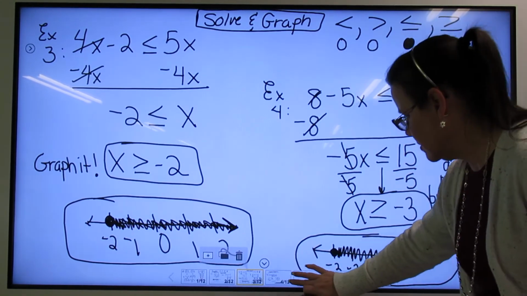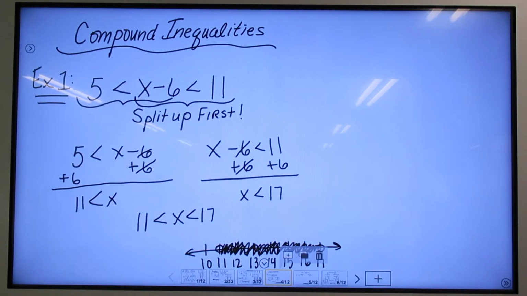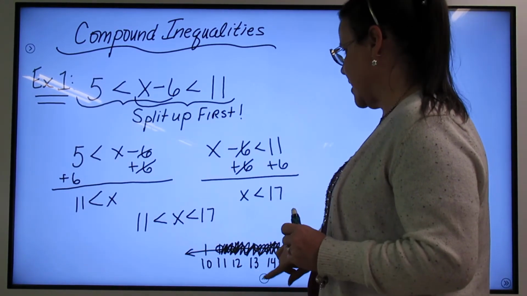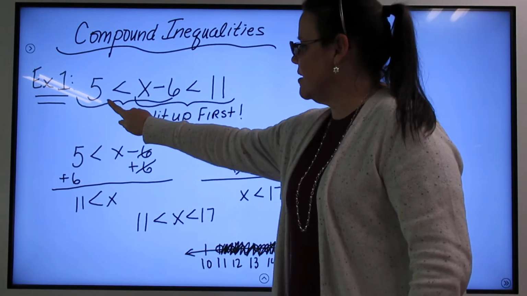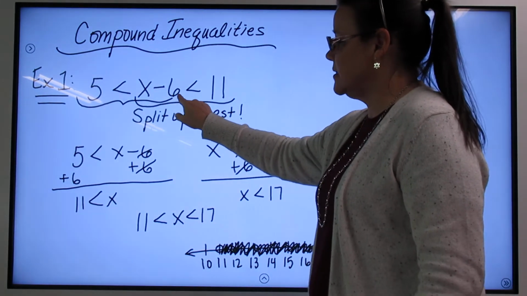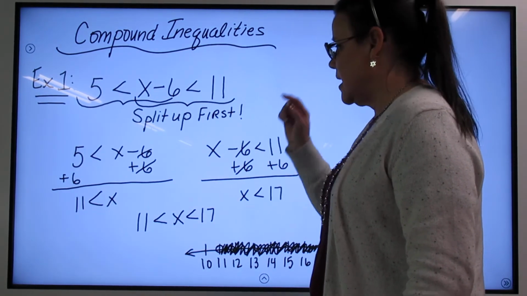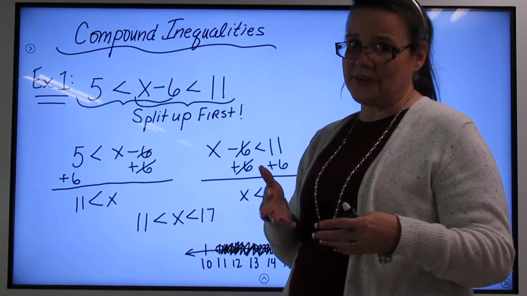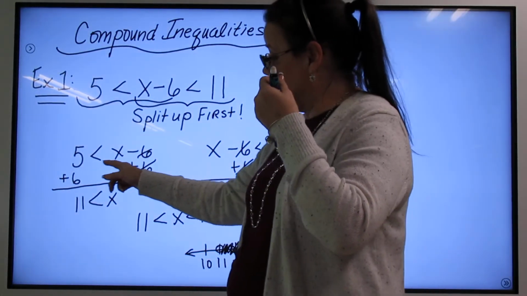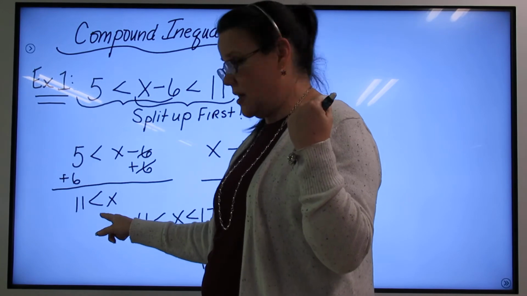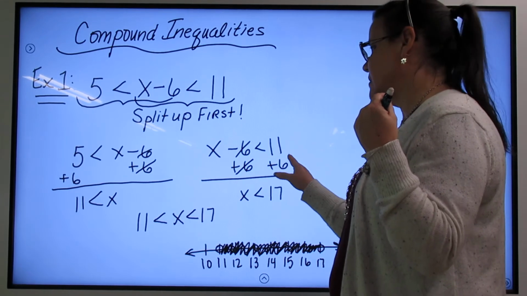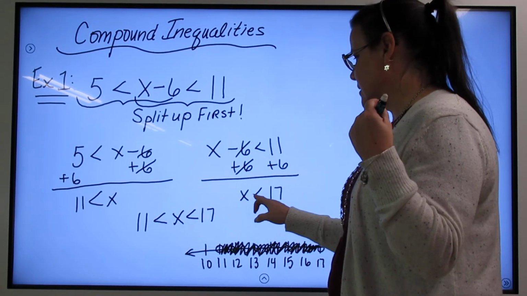Next, I think, are compound inequalities. You have to split them up. So this is just an example of that. I split it up. I put 5 less than x minus 6 on this side. And then I put x minus 6 less than 11 on this side. And again, you treat the inequalities like you're solving, but you're just writing an inequality in for it. And so I have to add 6 to both sides to get x by itself. X is greater than 11. And then I have to add 6 on this side. 11 plus 6 is 17. X is less than 17.